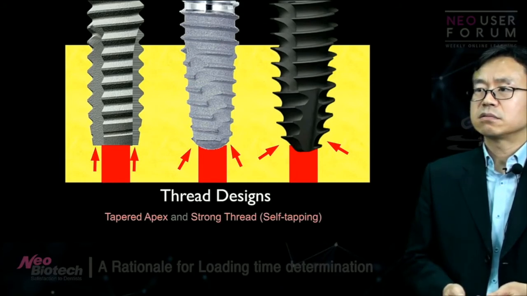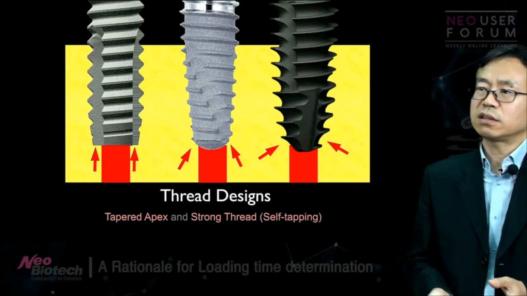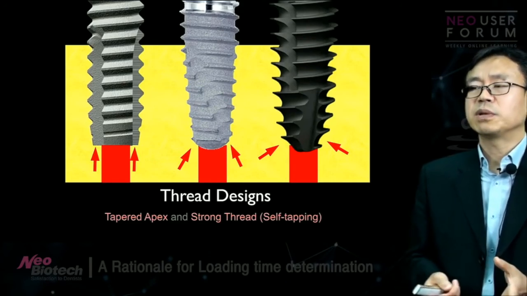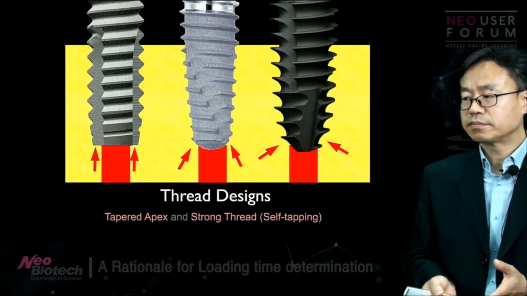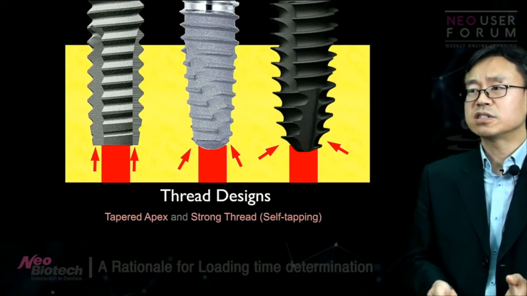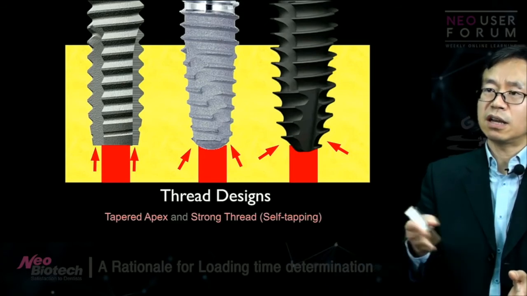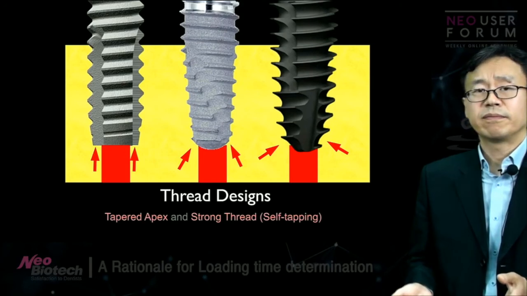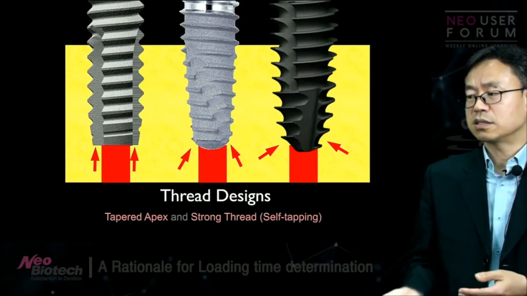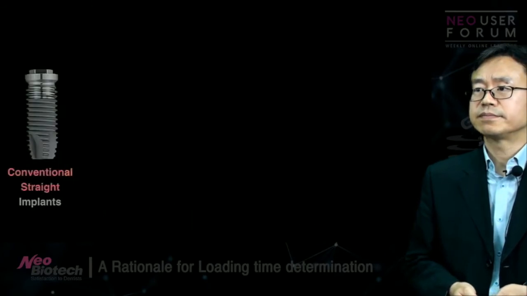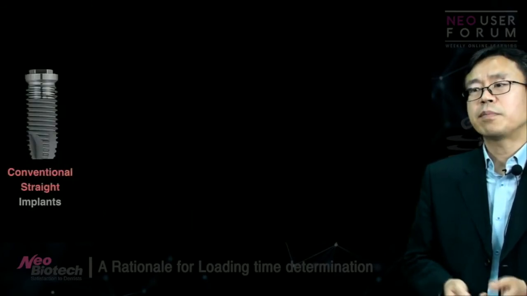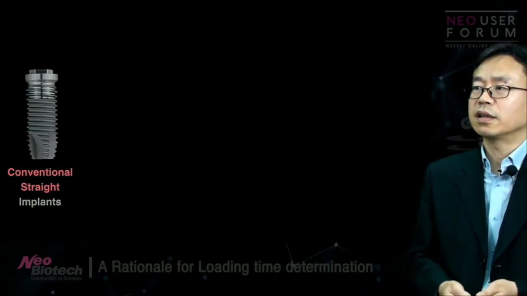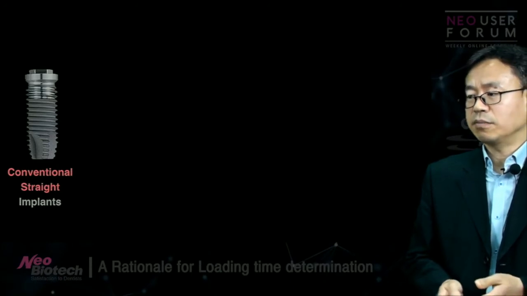Tapered apex or strong thread design probably can maximize the self-tapping capability of implants compared to conventional design, which is shown on the left. It can give you much stronger fixation, which means primary stability. We used to have parallel bodies long time ago. We still have these days, but probably not that many.